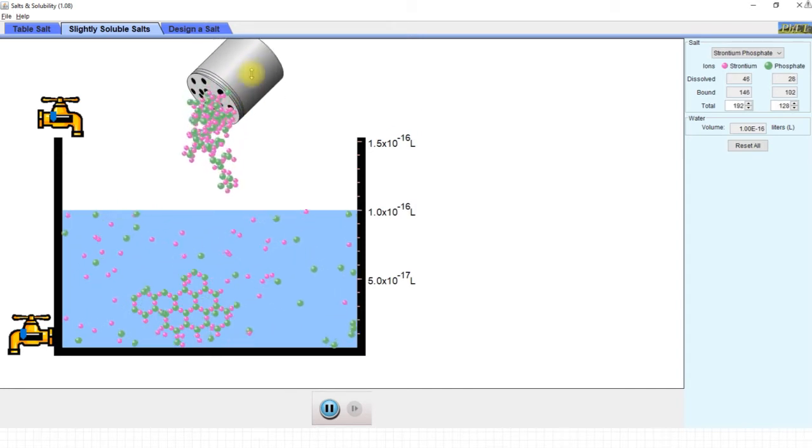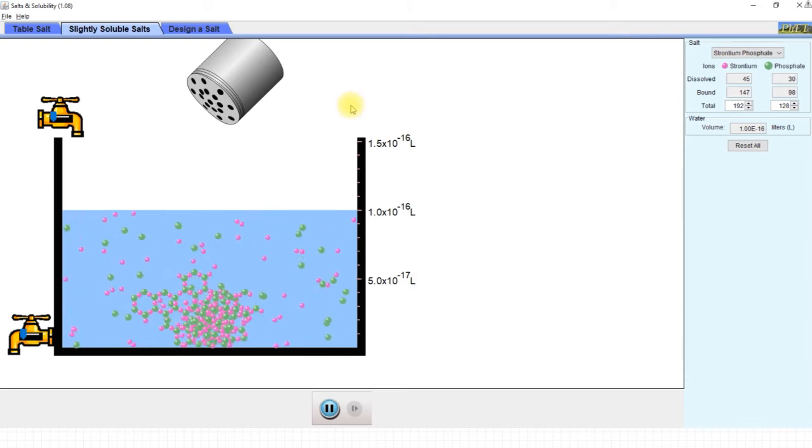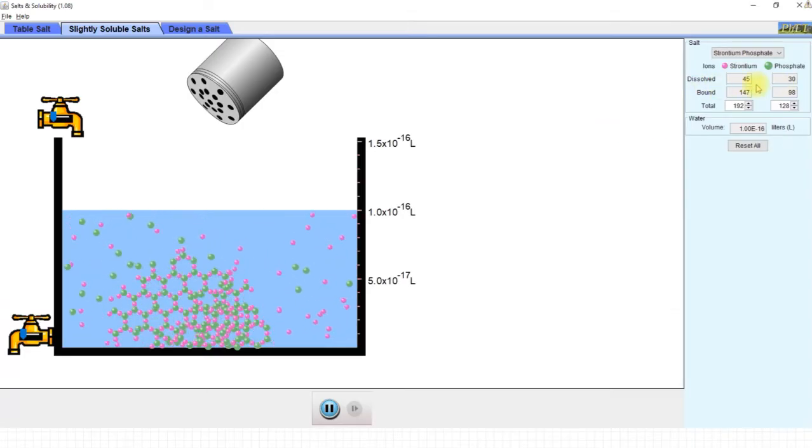Okay, so I'm going to put a whole bunch in just to make sure we can tell a difference, right? And we gotta wait for a second. Equilibrium doesn't happen instantaneously, especially in a simulation that's supposed to show us particle level interactions. But I think we're at equilibrium now because the numbers here are consistent, right? So we're still hovering around 45 dissolved strontiums. So if your prediction was that the dissolved would increase or decrease, it didn't. It stayed the same.